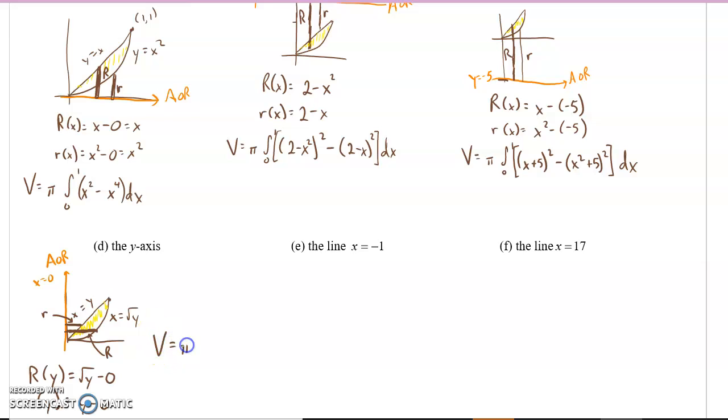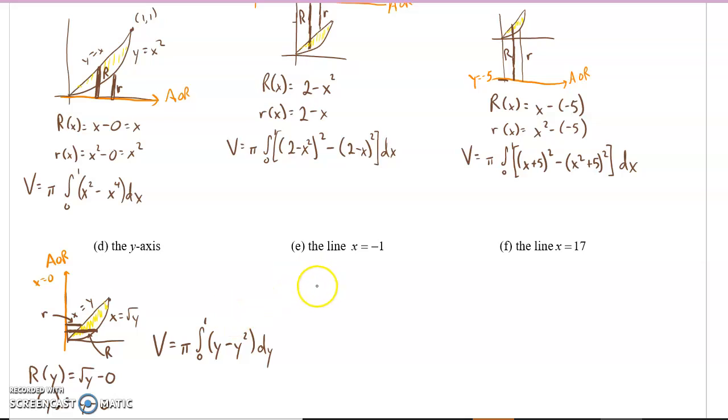On this particular problem, it's impossible to mess up the bounds, because whether we're talking about going from x equals 0 to x equals 1, or y equals 0 to y equals 1, it's always going to be from 0 to 1. Big R squared is y, little r squared is y squared. So that would be the setup for that one, probably the easiest of any of these integrals to do.